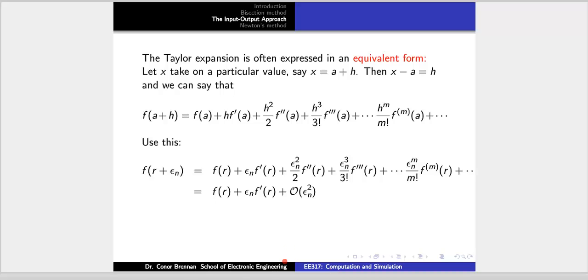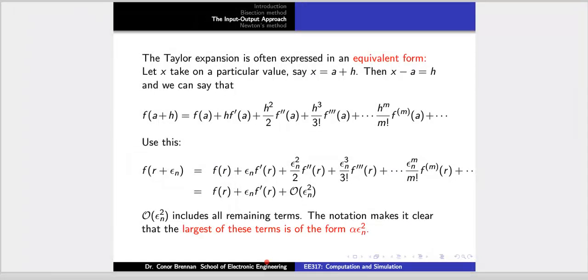An important notation. We'll be using it a lot. The reason you have that notation is it just makes life easier. You can take a whole bunch of terms and turn them into a single term in a sort of hand-wavy, approximate way. So, it includes all these remaining terms, and the notation suggests that the largest of these terms is this one here, which is of the form epsilon n squared multiplied by some constant, alpha.